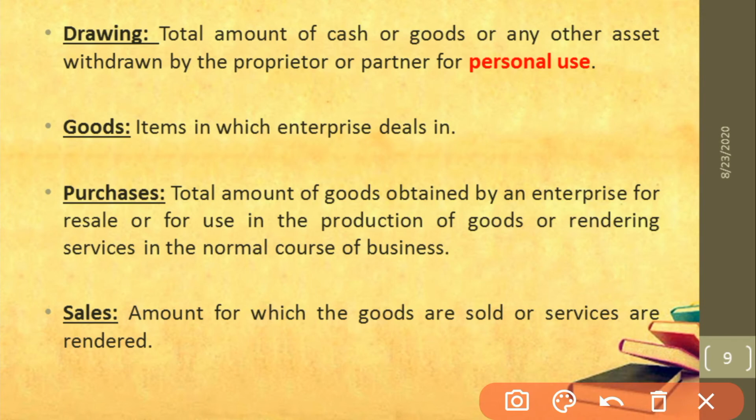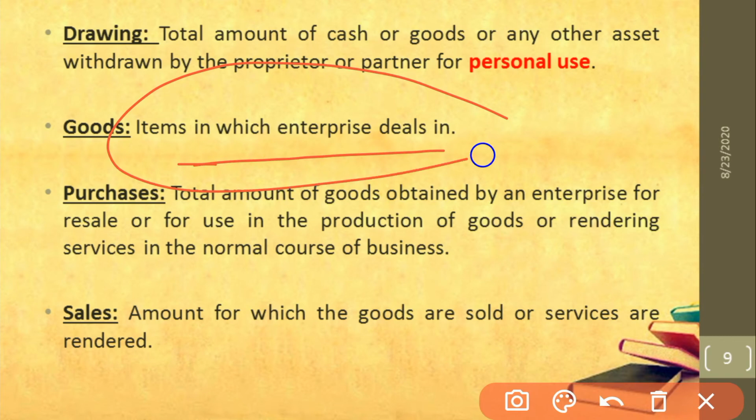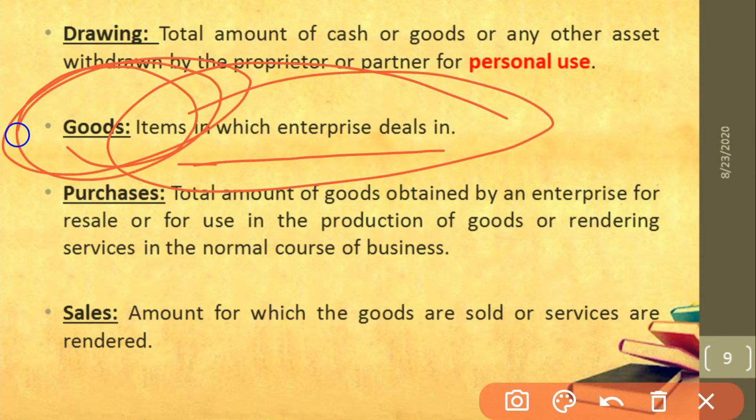Next are your goods. Any business deals in some kind of object, some kind of product. Say I am dealing with pens. I manufacture pens and I sell the pens. So the item in which the enterprise deals, I deal in pens. Hence my goods will be pens.